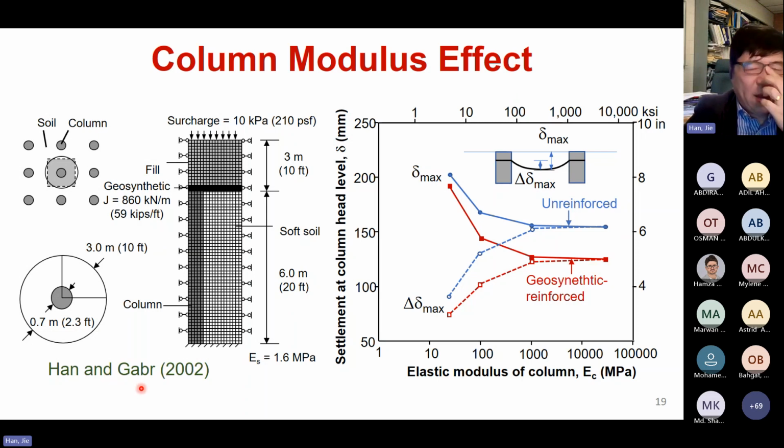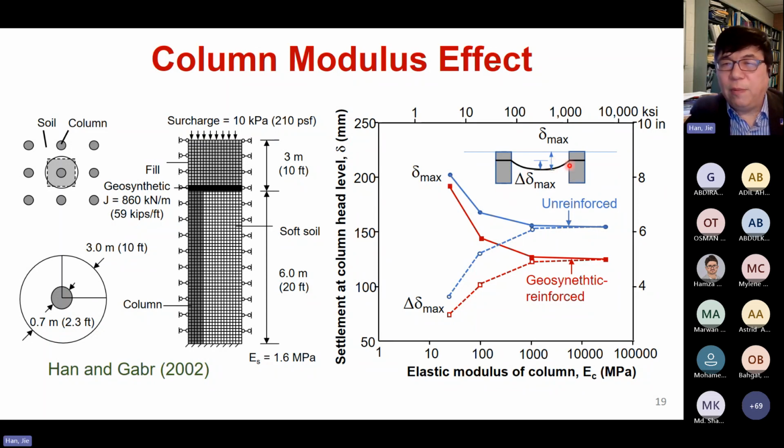As I mentioned, I published this paper in 2002 and did the numerical analysis using a unit cell and the finite difference software FLAC, building basically the column, the subsoil, geosynthetic, embankment, and the surcharge. A lot of people cite this paper, and here I show you some basic properties. What I want to show you here is that there are two different kinds of settlement. One is the total settlement, on top of the rigid inclusion, which is the maximum settlement I'm talking about here.